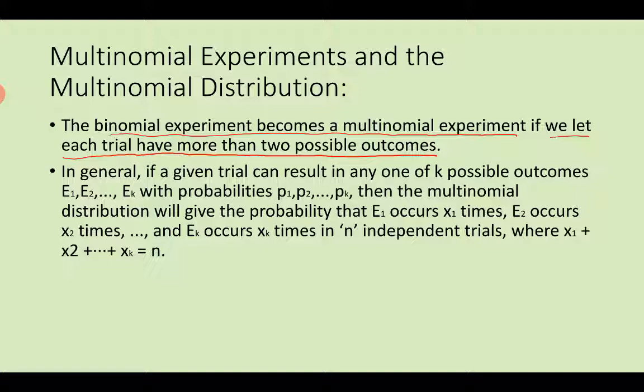So when there are more than two possible outcomes, and it follows the same pattern as binomial, it becomes a multinomial experiment, called the multinomial distribution. In general, if a given trial can result in any one of k possible outcomes with the probabilities, then the multinomial distribution will give the probability that E1 occurs x1 times, E2 occurs x2 times, and Ek occurs xk times in n independent trials. What is this? You want an example?